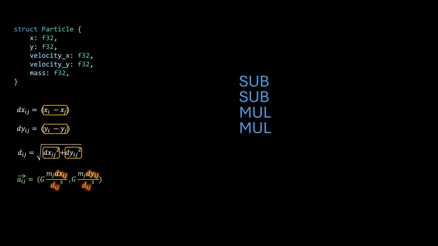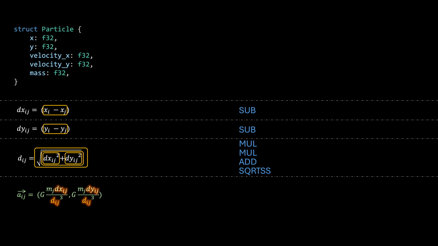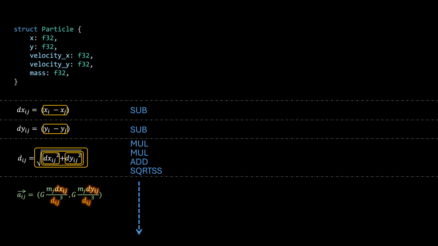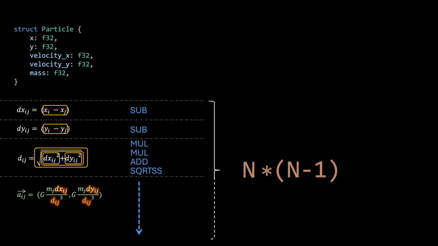We need 2 multiplications to square those 2 values. Then an addition to add those squares together. And finally, a square root to obtain the distance. That is already 6 arithmetic operations, just to determine the distance between one pair of particles before we can even start calculating the acceleration. And remember, we have to repeat this and all the following steps for every interaction. If we have n particles, each particle has to consider the other n-1 particles.